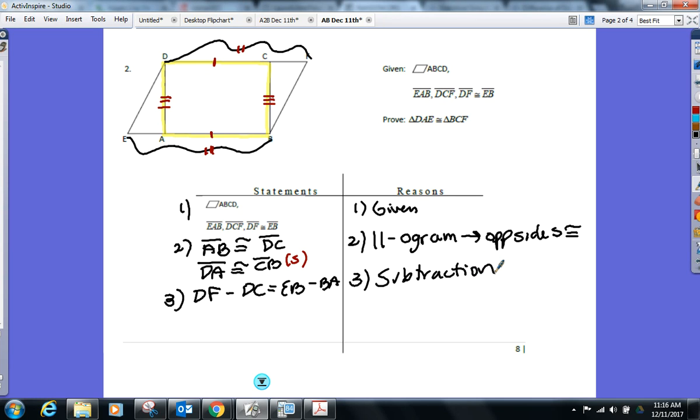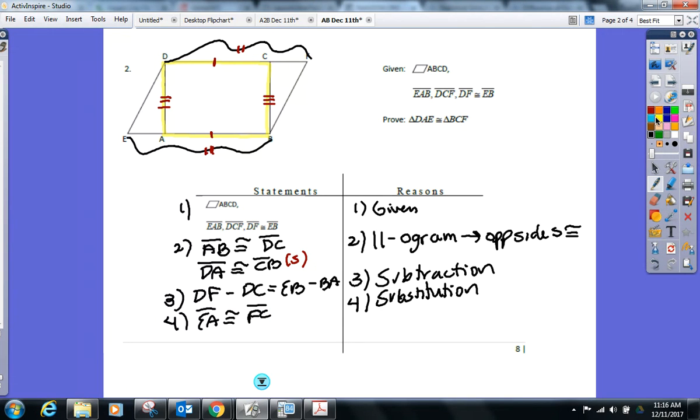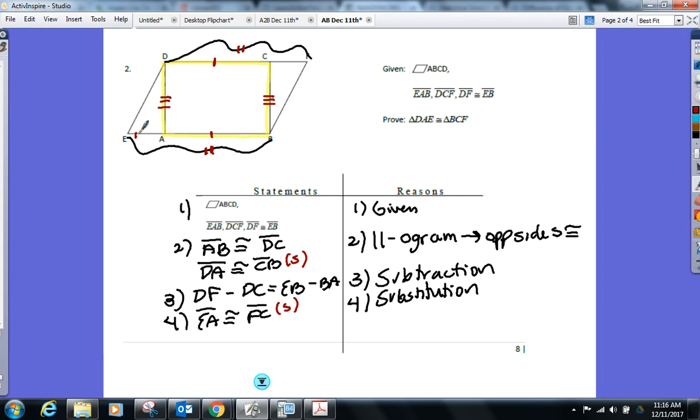And then this isn't going to change no matter how many times we do it this year. After subtraction always came substitution. And that's to say that side EA is congruent to side FC. And that gives me a second pair of sides now. 1, 2, we're going to go 4, huh? Woo. Got it.